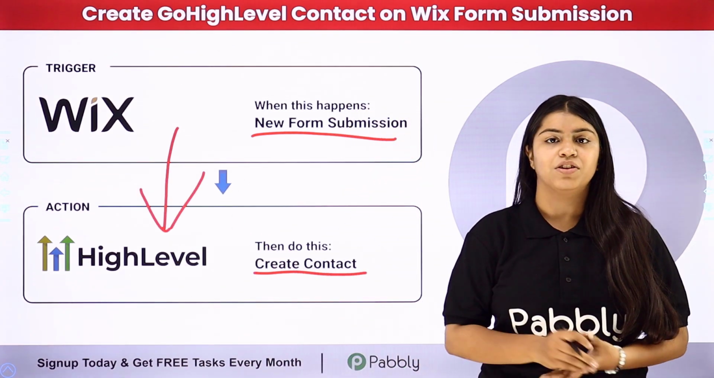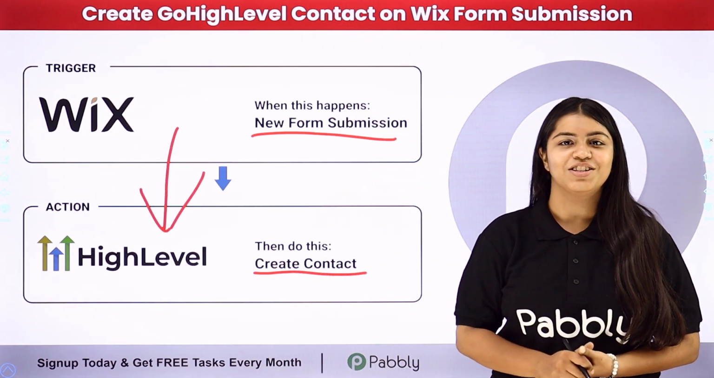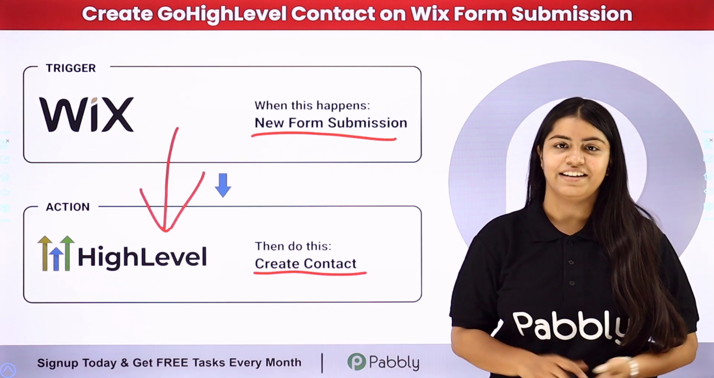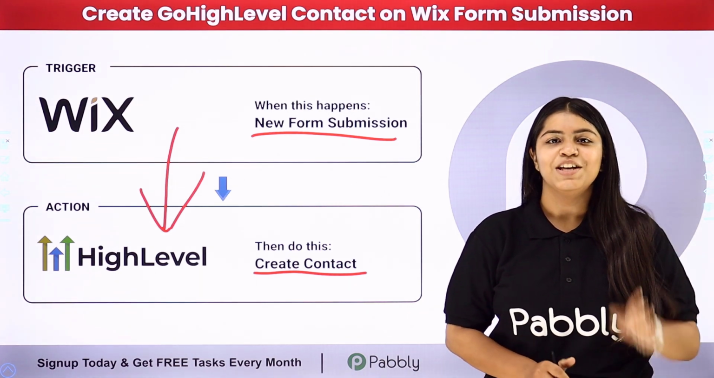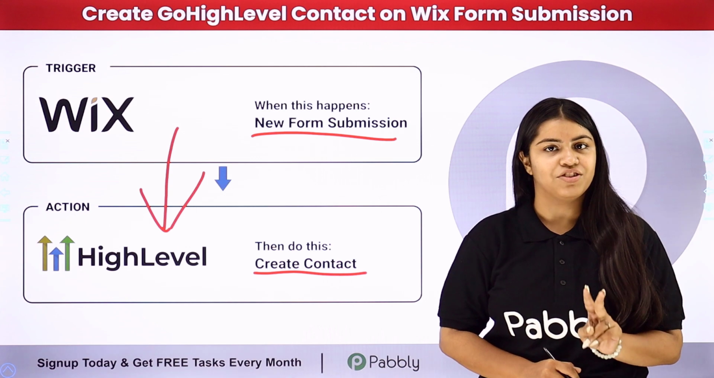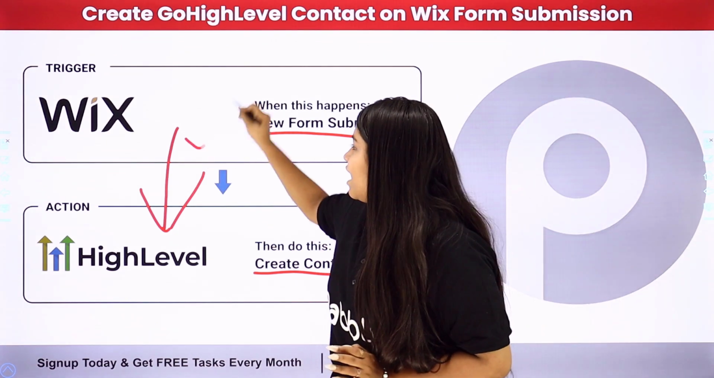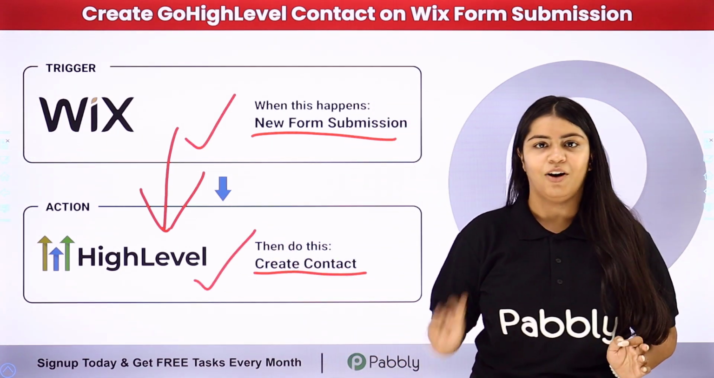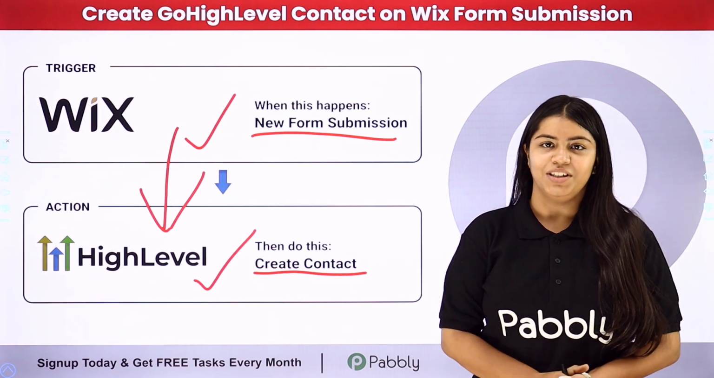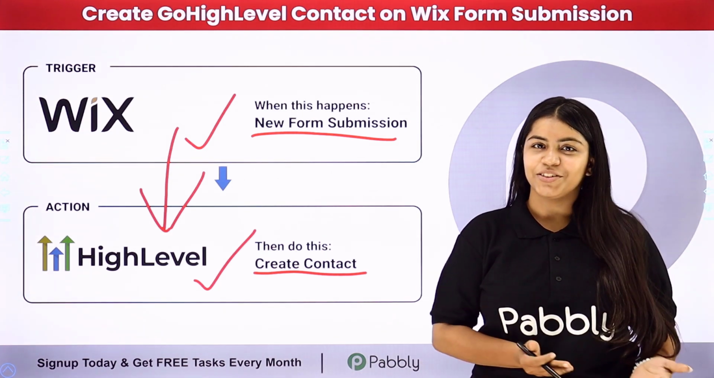To create this connection without knowing any programming or coding language, we are going to use Pabbly Connect. It is an amazing automation software. So in Pabbly, we have the concept of trigger and action. For trigger, we are going to use Wix, and for action, we are using GoHighLevel or Lead Connector. So if you also wish to learn this process step by step, follow me through the screen.